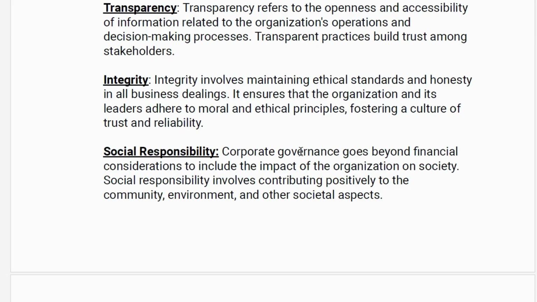And then the last pillar is social responsibility. Corporate governance goes beyond the financial consideration, like how an organization impacts society. Social responsibility involves contributing positively to the community, the environment, and other societal aspects.